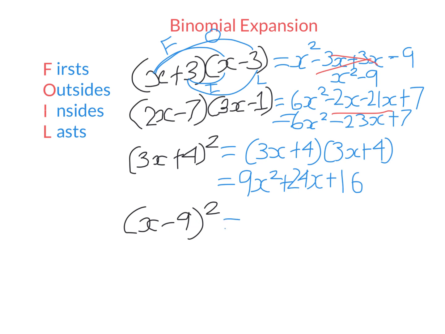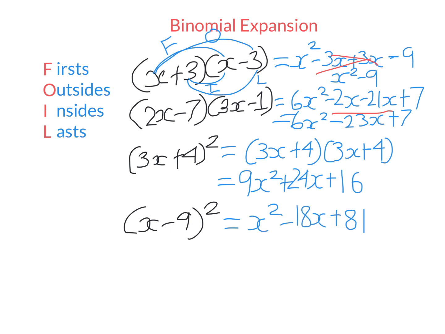Because it's a perfect square, we can square the first, square the second. Now, negative 9 squared is positive 81. Squares are always 0 or positive. So what goes in the middle of these is 2 times x times minus 9, twice the product of the two terms in the brackets. So 2 times x is 2x, times negative 9 is negative 18x.